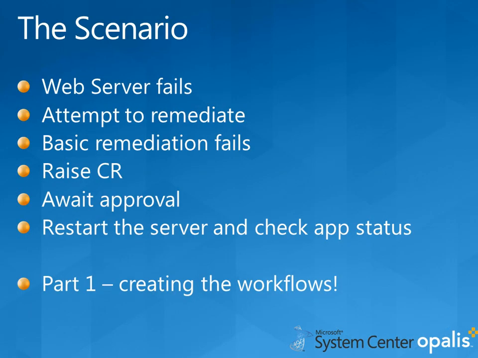In this scenario, we're going to take a web server failing and attempt to remediate, fixing whatever is wrong with it. When that fails, we're then going to raise a change request into Service Manager, await the approval, and then restart the server. What this scenario answers is our ability to restart a machine, or alternatively, we could scale out based on poor performance, based on the application state that we monitor. In this first part, I'm going to talk through how we create this workflow, and then in part two, I'm going to show you the workflow actually running so you can see how that operates.